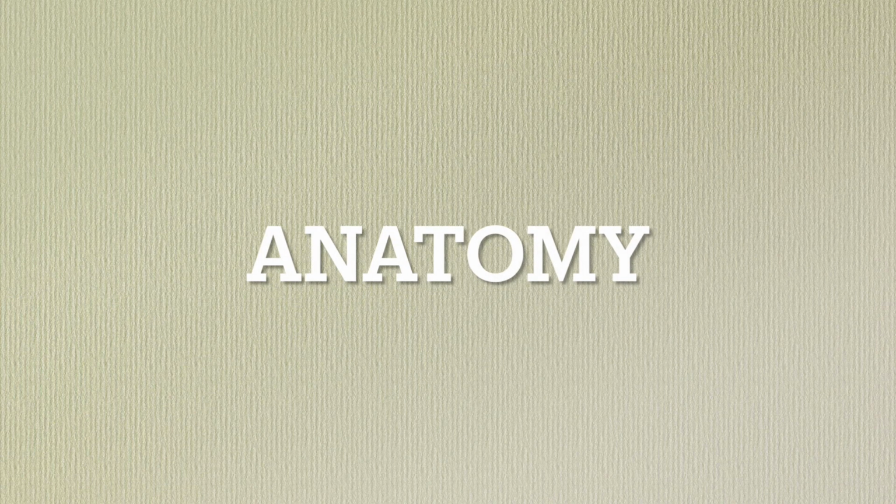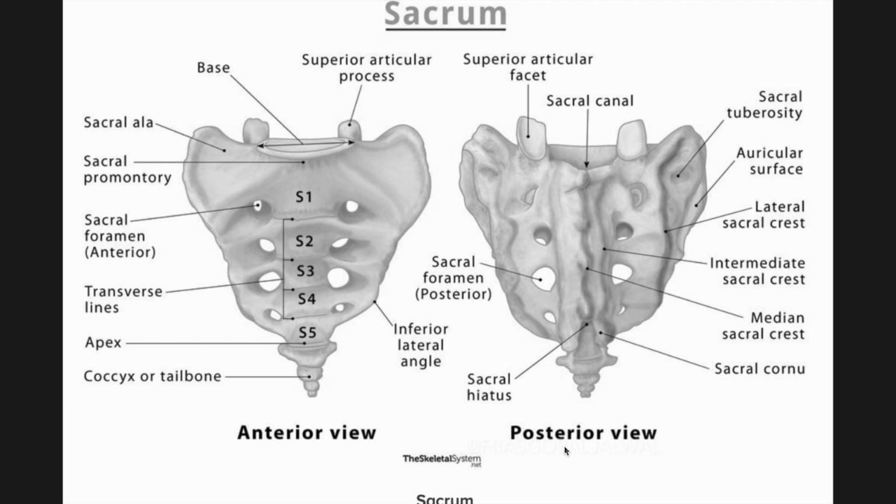Anatomy of caudal block. Here we will discuss the anatomy relevant to the caudal block. This is the ventral aspect of the sacrum and this is the dorsal aspect of the sacrum. The sacrum is made by the fusion of S1, S2, S3, S4 and S5 vertebrae. The laminae of the S5 vertebra usually do not meet each other, so there is a gap called the sacral hiatus, and this sacral hiatus is covered by the sacrococcygeal membrane.